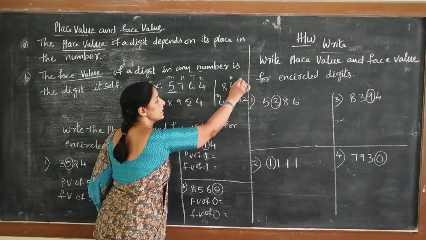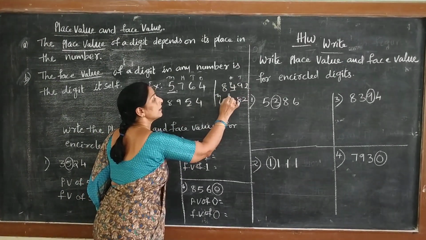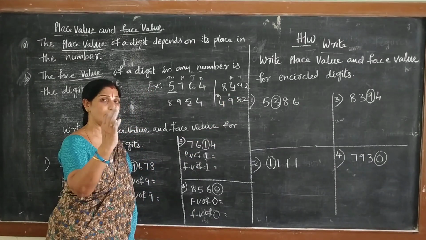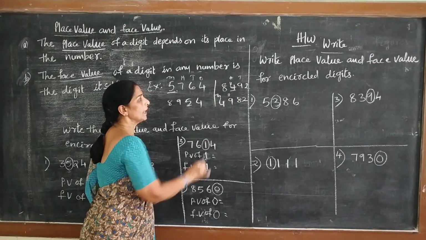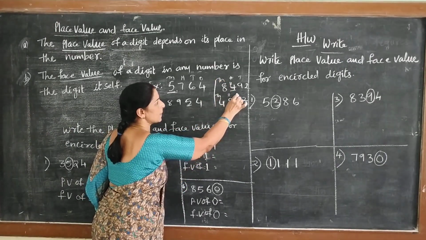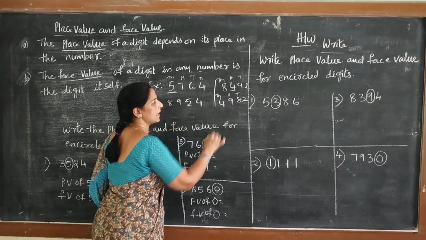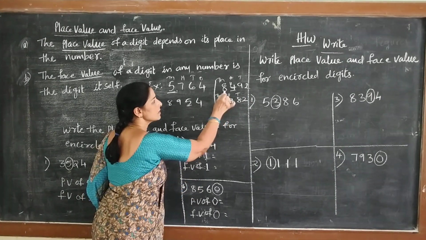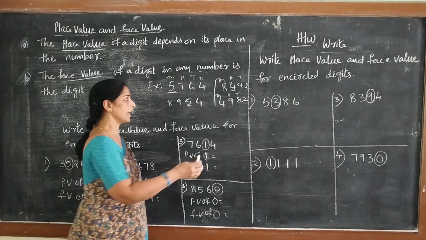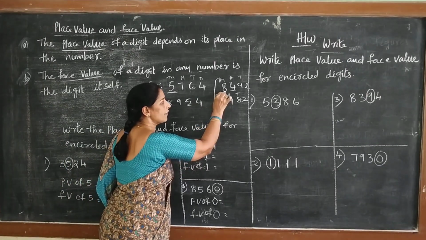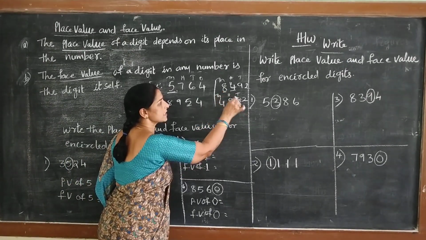Here look, here it is in tens place, here it is in hundreds place. But the face of the number is the same. Here it is in thousands place, here it is in tens place. Here shape, we can say shape or face. Okay, let's take the face. Face value of both the digits are the same.